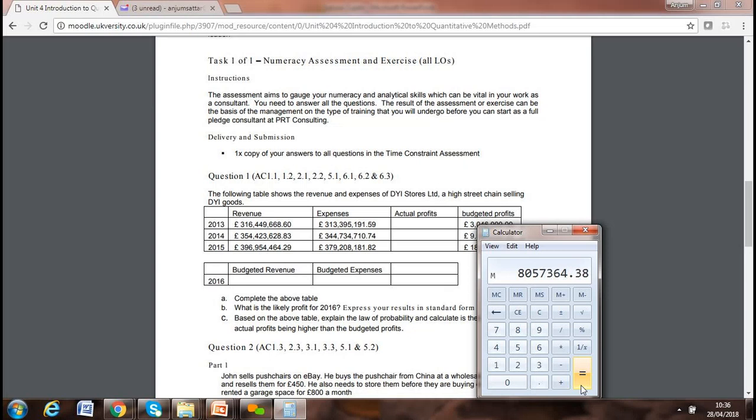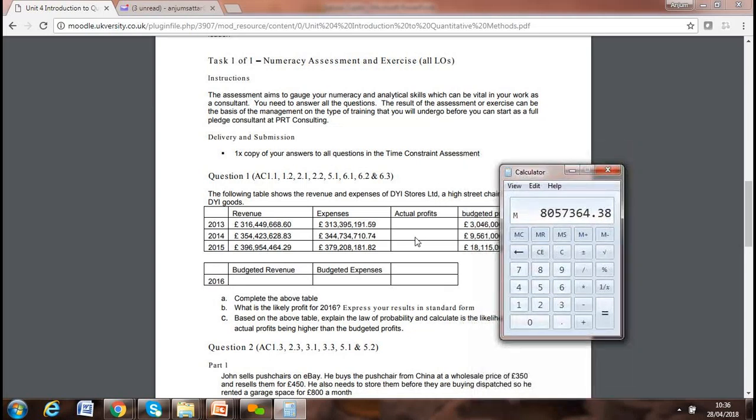Sir, I'm not getting the same answer as yours for this step, for this budgeted revenue. No, I'm looking at the previous year and this year, the previous 2014 figures, my actual profit and the 2015 profit. So I took the difference between the two. Okay, are you looking between budgeted and actual? Yes. That's why it's not matched. Okay, any question up to here?